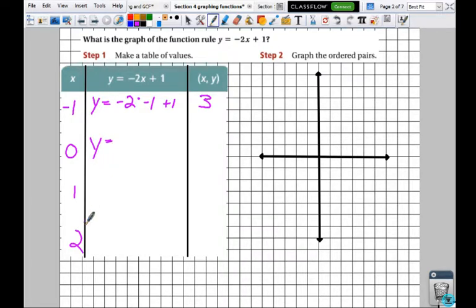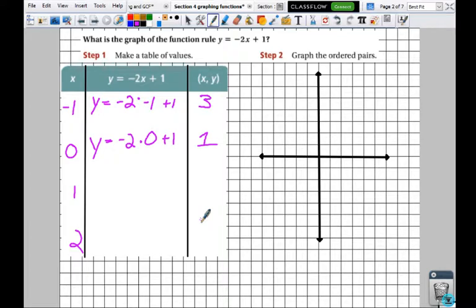So I got y equals -2, and I'm going to plug in 0 for my x this time. So I'm going to go -2 times 0, and then plus 1. I'm just going to solve this, -2 times 0 plus 1, to get my y. -2 times 0 is 0, plus 1 is 1.